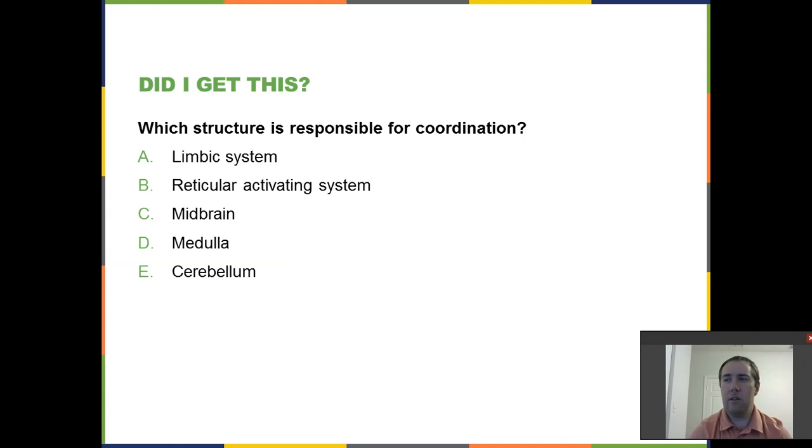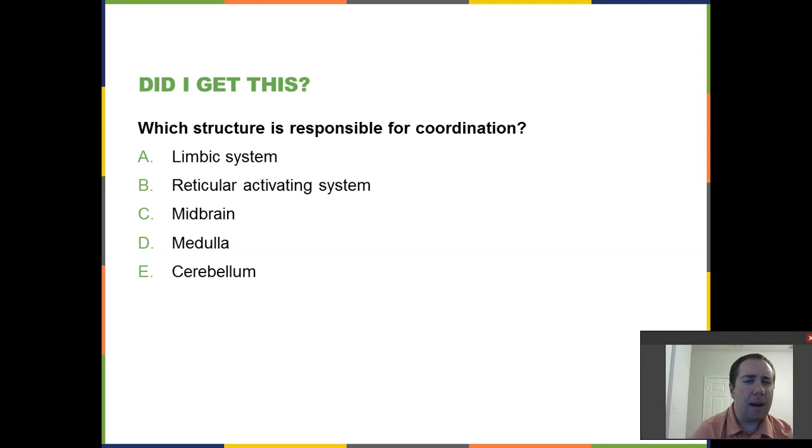So what structure is responsible for coordination? Anybody? Yes, somebody's not off eating dinner. The answer is E, cerebellum. So cerebellum is for coordination. What does the limbic system do? Learning and emotion.